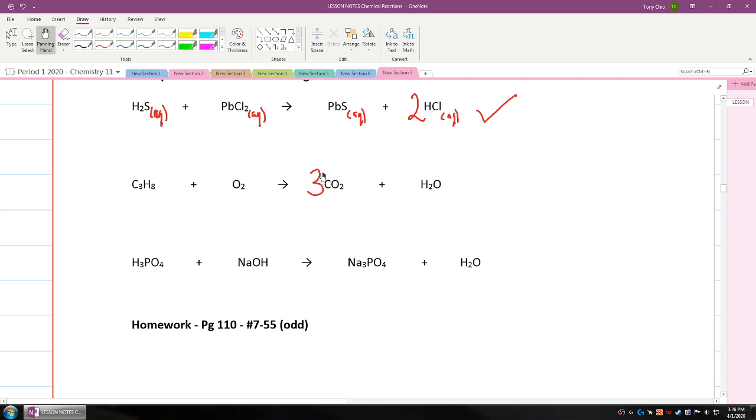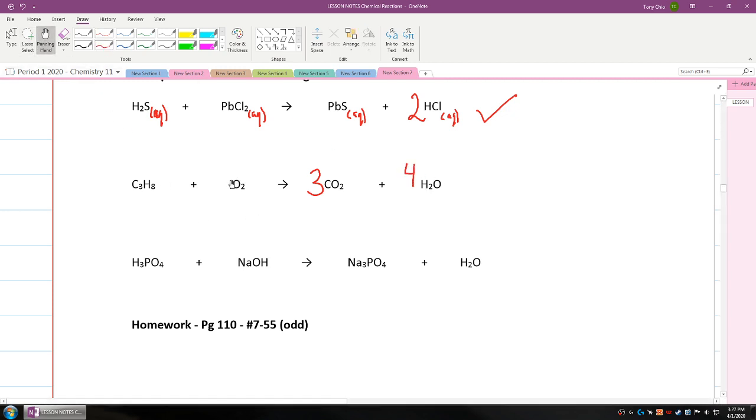Now you see that this carbon is attached to the hydrogen. Well, if this is attached to the hydrogen, we want to balance the hydrogen next. In this case, we see that we have 8 hydrogens here and 2 here. So we want to make sure we turn this product side hydrogen into 8. So we put a 4, because 4 times 2 is 8.